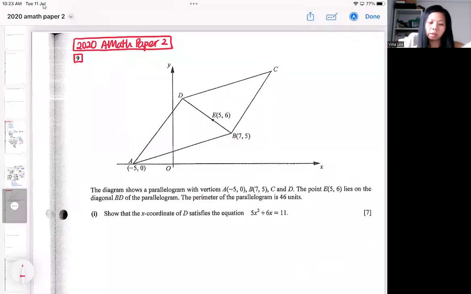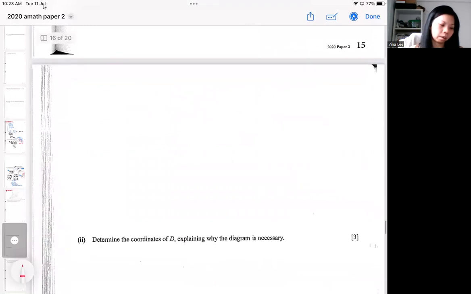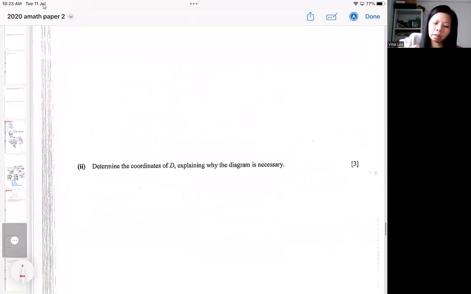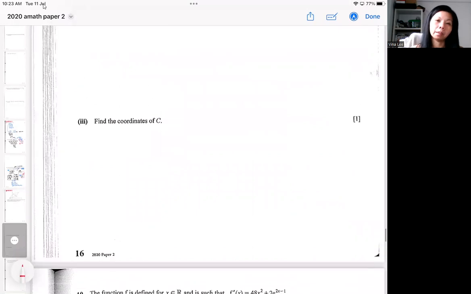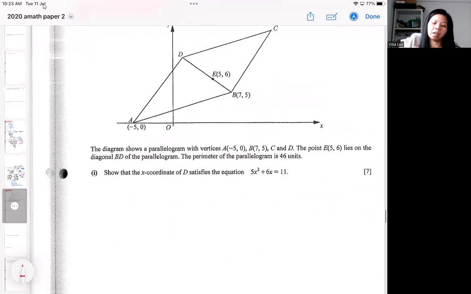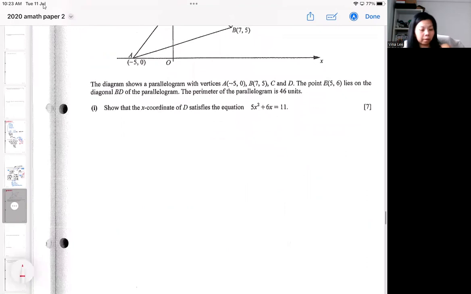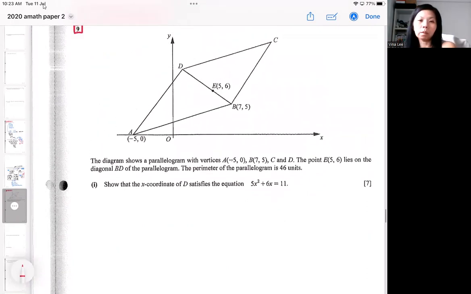Okay, so this for question 9 is a topic on coordinate geometry. The first part of this question asks you to show a quadratic equation, and they give you 7 marks for it. Then subsequently, your job is to solve the equation to get the x coordinate, and the last part is finding the coordinate of C. Essentially, it's quite easy. If let's say you've got time running out, you can actually solve the equation directly in the second part first. Okay, and then you can continue.